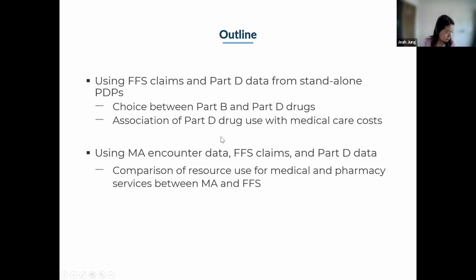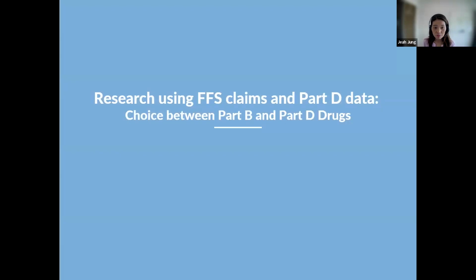And then we're going to take a break, and after the break we come back, and I'm going to discuss a study where I used all Medicare data, including Part C data, MA encounter data, and fee-for-service claims, and Part D data, and compare the resource use, both medical and pharmacy resource use, as well as quality of care between MA and fee-for-service.